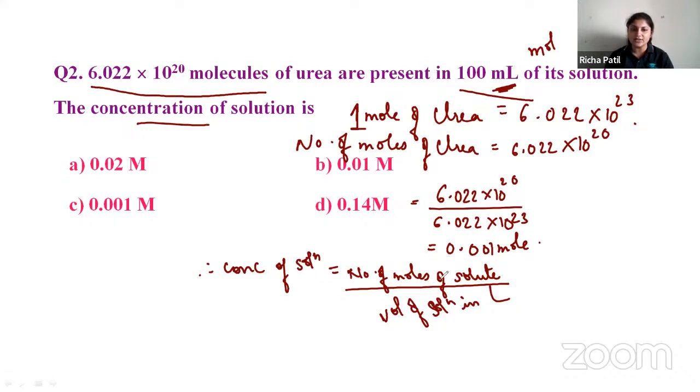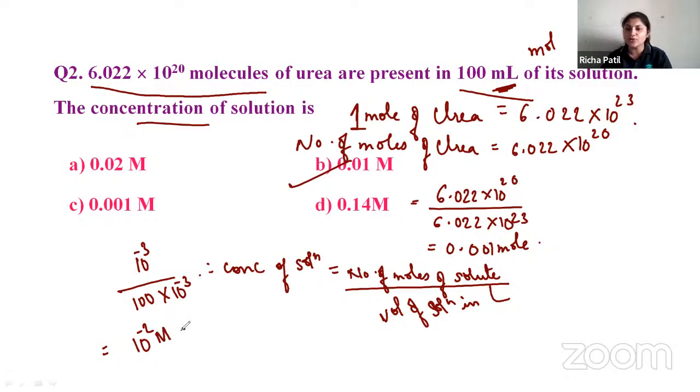Okay. So what do you get? So this is 10 raised to minus 3, divided by 100 into 10 raised to minus 3. It is milliliter, right? So it is 10 raised to minus 3. So this comes to 10 raised to minus 2. Okay, that is 10 raised to minus 2. So B. Yes, B is the answer. Okay, so B is the answer.